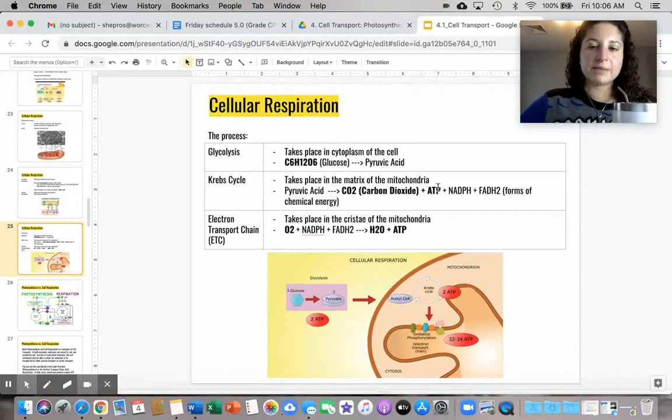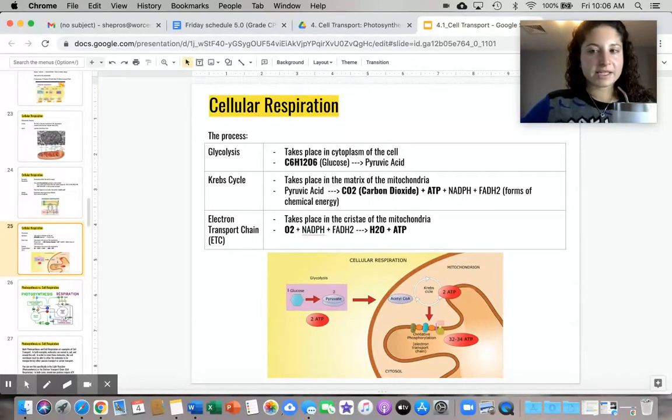It's also making some other energy molecules, NADH and FADH2. So these energy molecules are going to be used in the electron transport chain. Now the electron transport chain takes place in the cristae of the mitochondria. So that's these folds of the inner membrane right here.